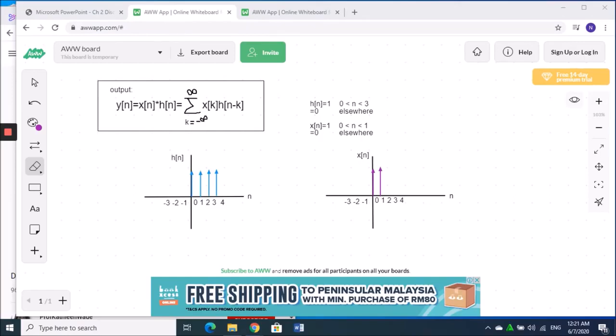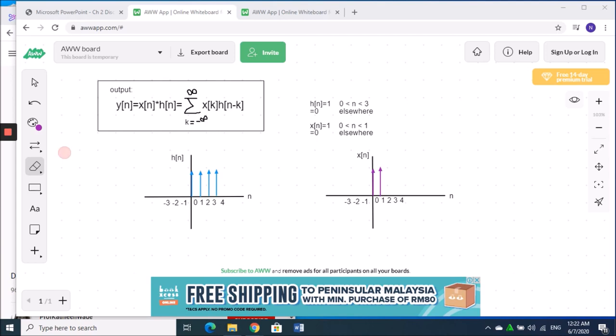I will present about convolution. Basically, convolution is an operation on any two functions producing a third function that is typically viewed as a modified version of one of the original functions.